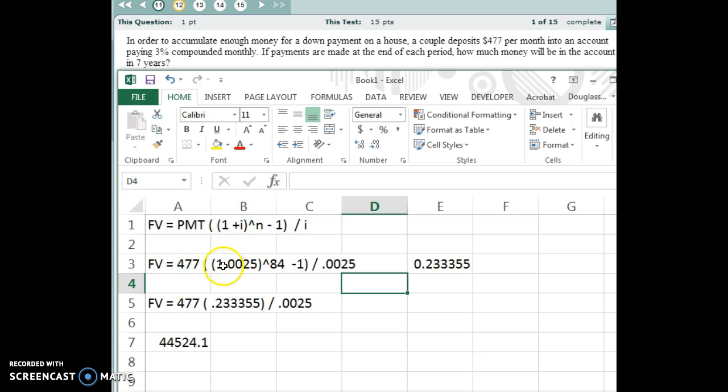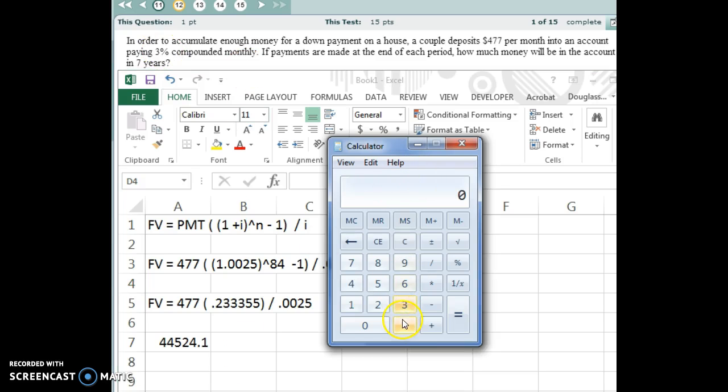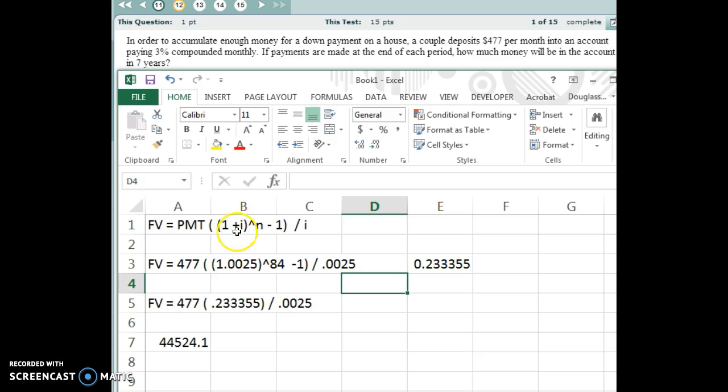We have 1 plus the interest rate. Now it says 3% compounded monthly. So you have to take that yearly interest rate of 3% and divide that by the 12 months to get the monthly interest rate. So it's 0.0025. So 1 plus 0.0025 goes there. And you also put that interest rate. It's what you divide by at the end.